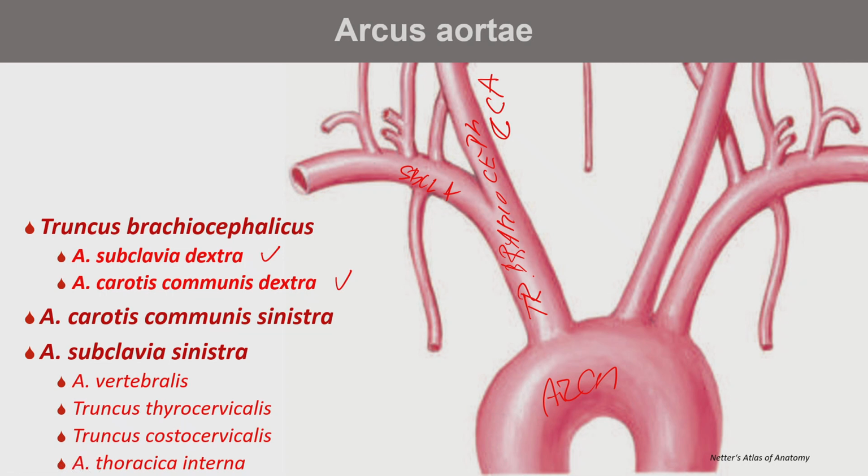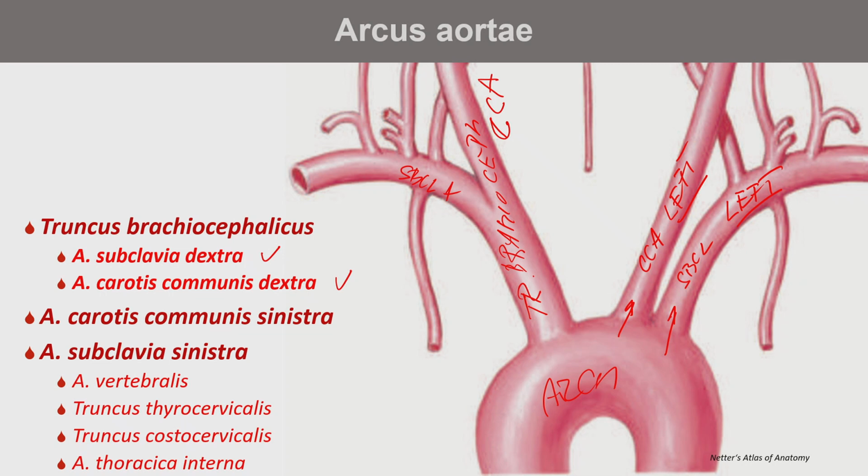The next branch is a separate origin of the common carotid artery on the left. The left common carotid then goes to the neck and head, and is divided in the neck region. The third branch, the typical third branch, is a subclavian artery, but left. So this is a typical division of arteries which are arising from the aortic arch.